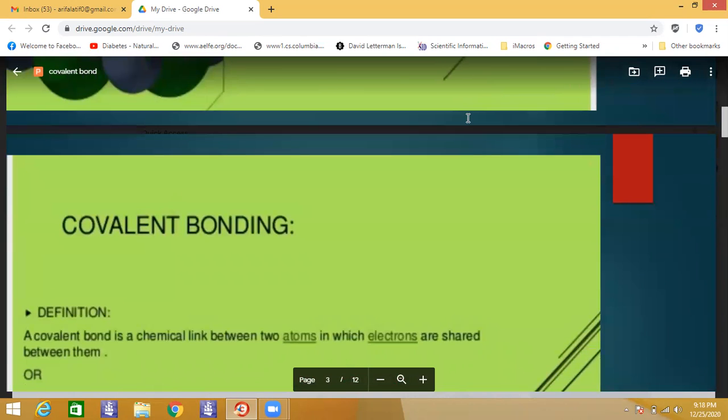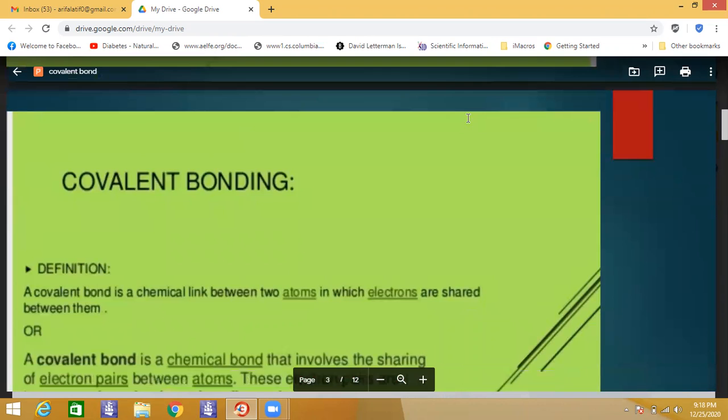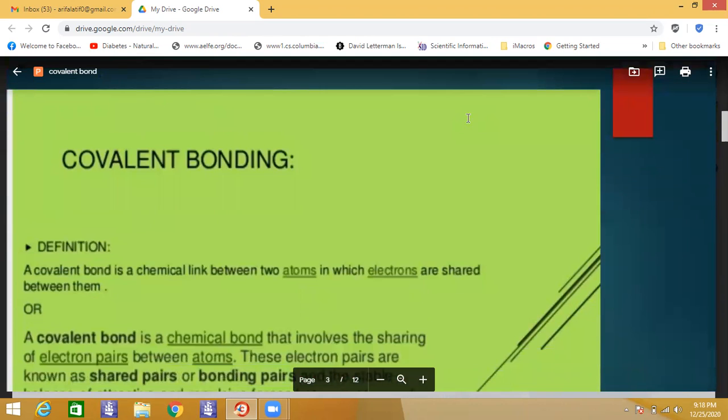So, covalent bonding or the covalent bond can be defined as the force of attraction which arises due to mutual sharing of electrons between the bonded atoms. Covalent bond formation occurs between two non-metals. As the two non-metals come close to each other, their valence electrons are attracted by the opposite nuclei.